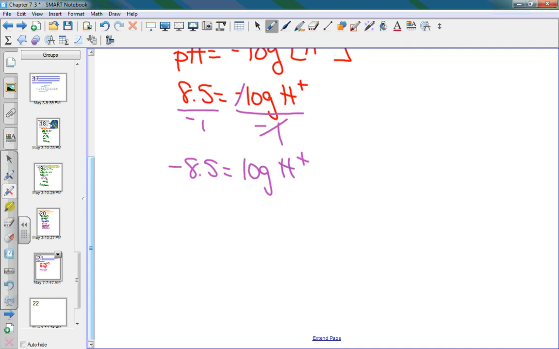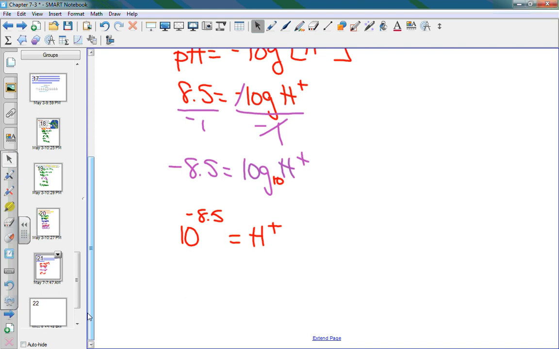Now, does our brain think in logs? No. So what do I do? Write this as an exponential. My base is 10, so 10 raised to, look across the equal sign, negative 8.5 is equal to H plus.